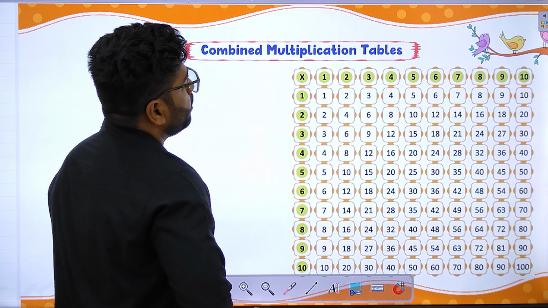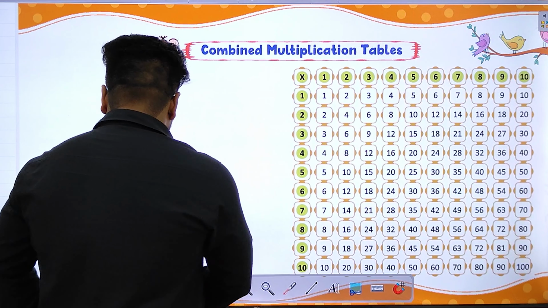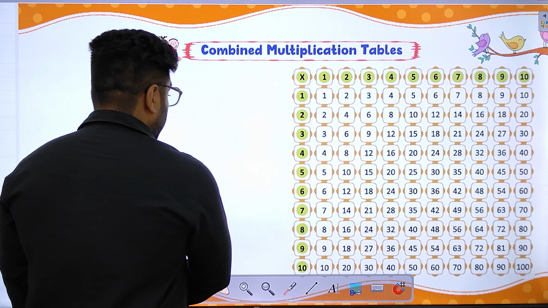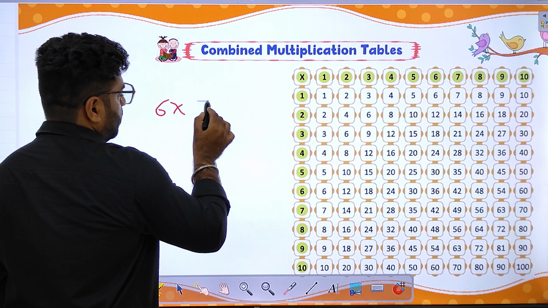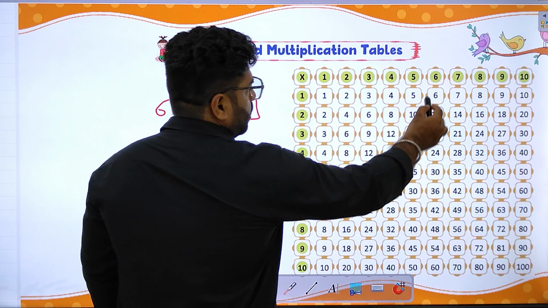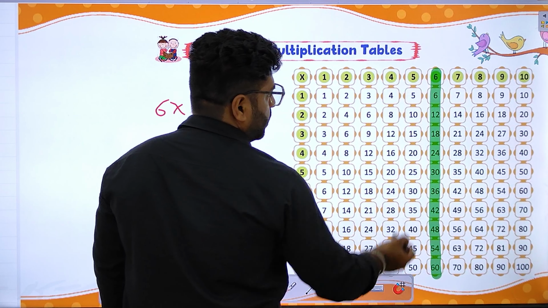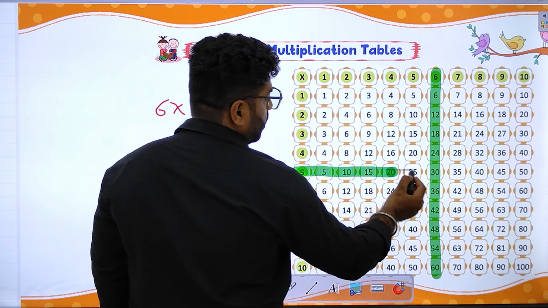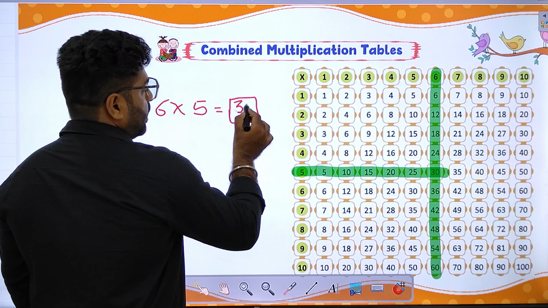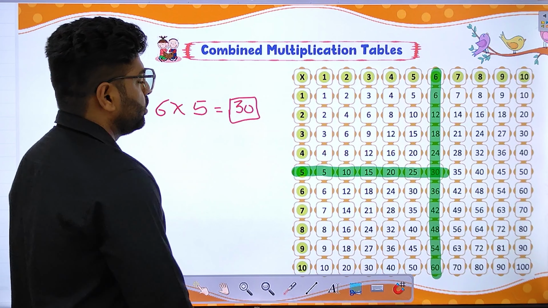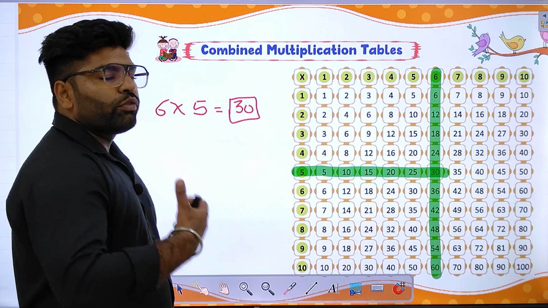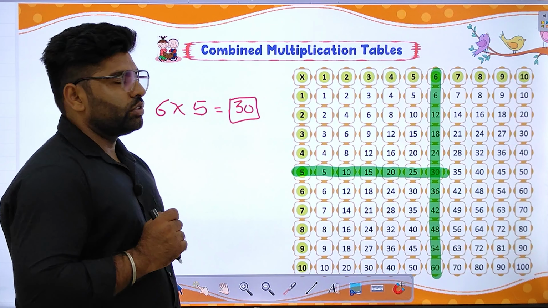Okay, next is the combined multiplication table. Listen, if you multiply any numbers and you have any confusion, you can use this table. How? Let's multiply 6 times 5. So how much are we going to have? We can use the 6th column, and the second is the 5th row. Here we are having the cross section part, that is 30. Clear? So in this way we are going to find the multiplication. First thing, you have to learn the tables. If you are confused, then you can use this table.